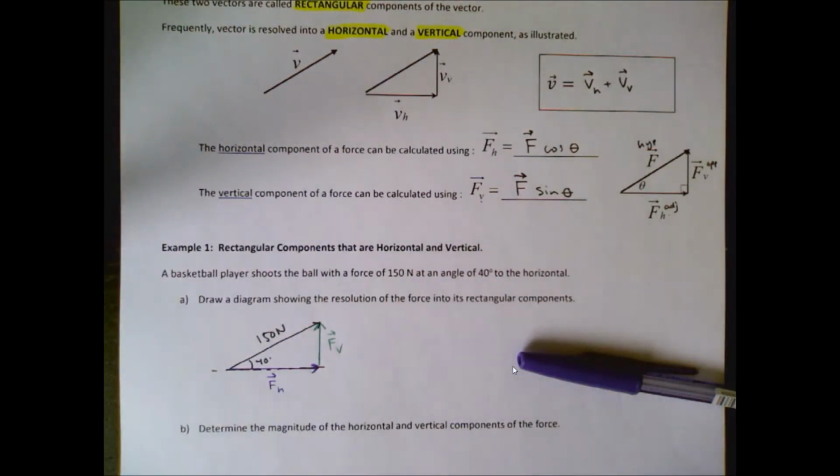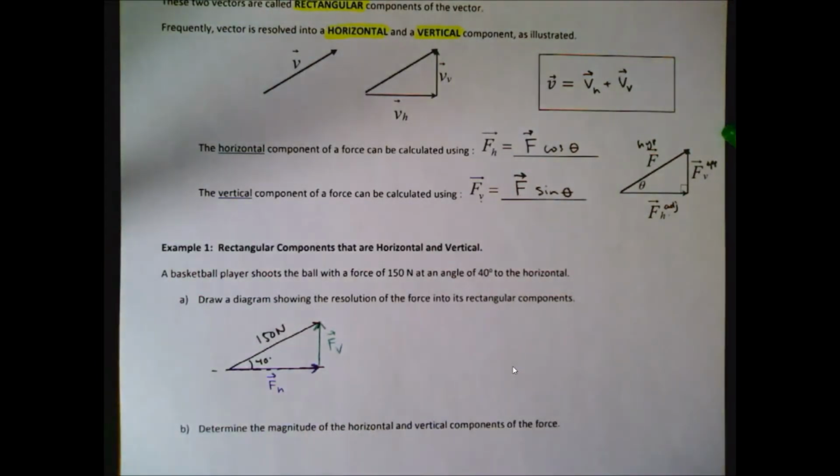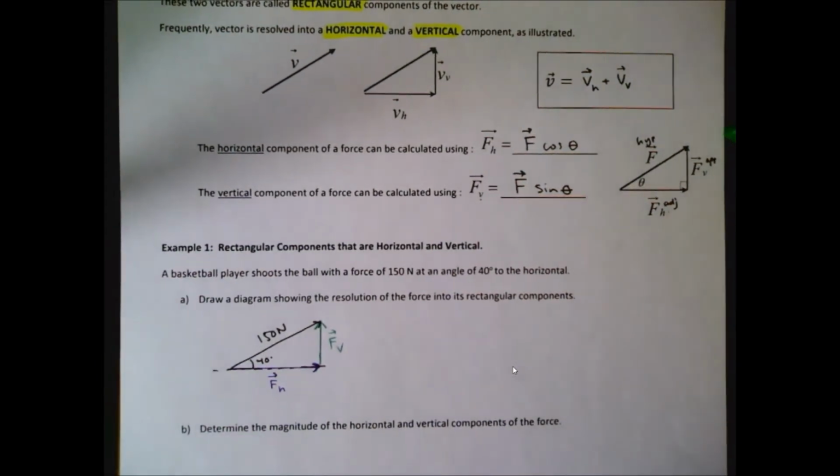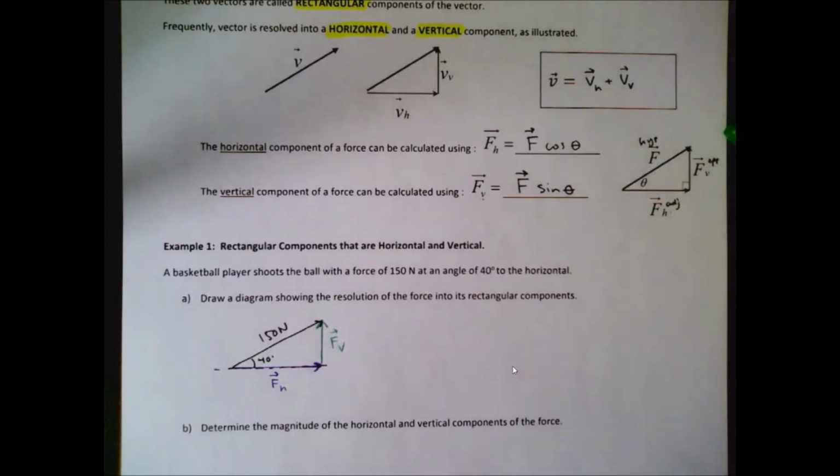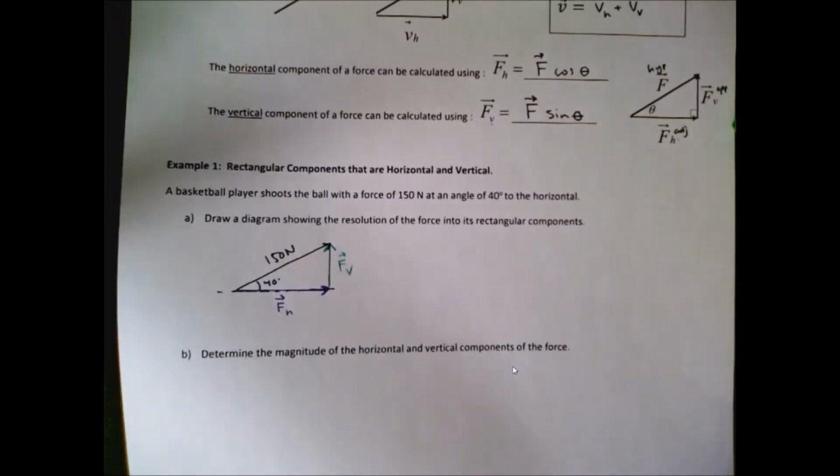It says determine the magnitude of the horizontal and vertical components of the force. Of course, we don't need a direction because the horizontal force is going in a horizontal direction, the vertical force is going in a vertical direction. I guess we would have to do direction because is it going left or right, or up or down? But here it's just asking for the magnitude, so we'll answer the magnitude question here.